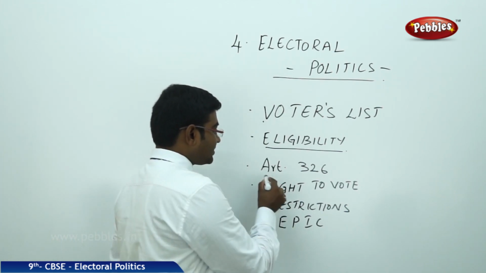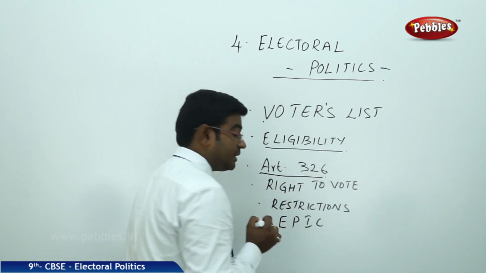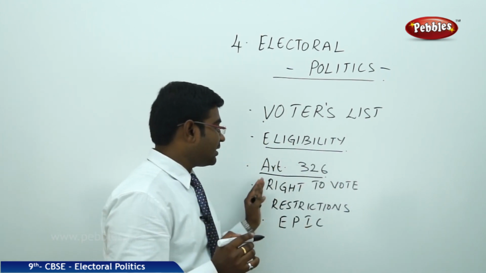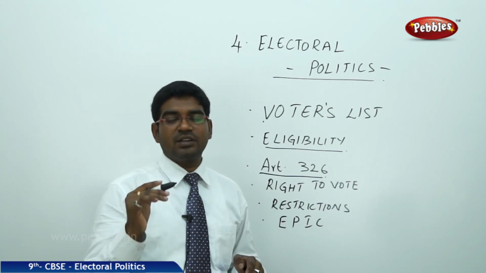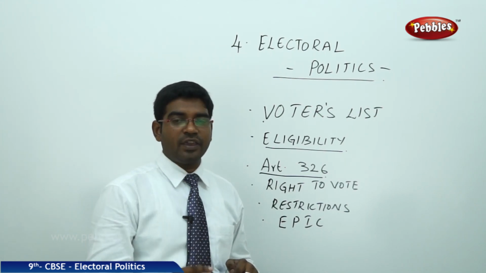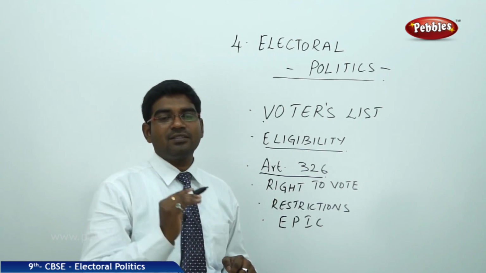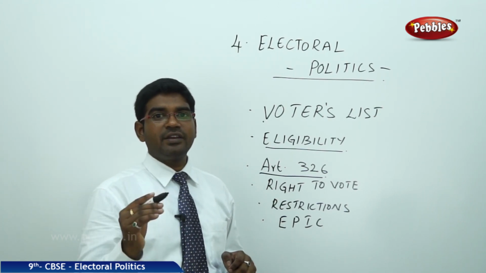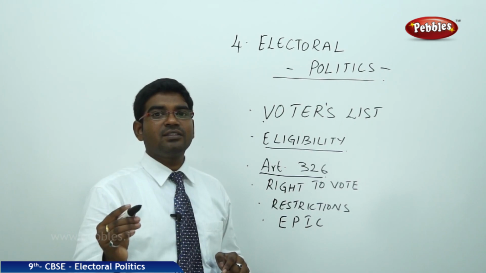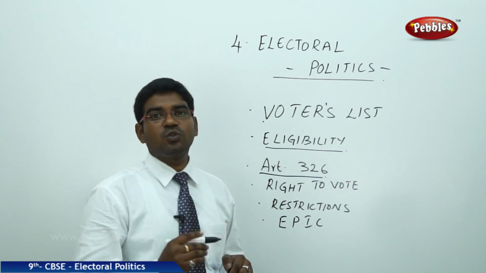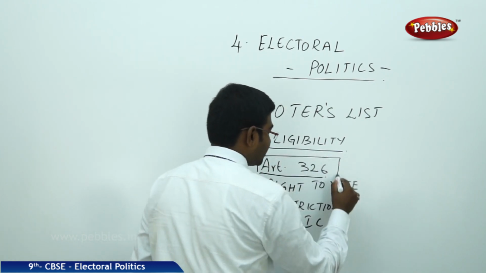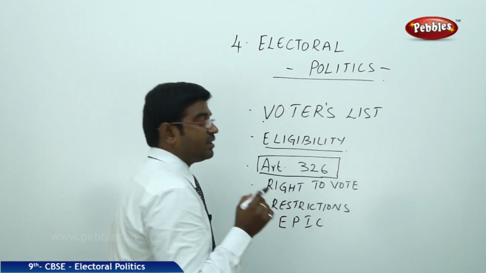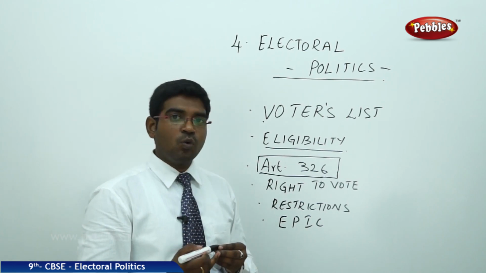Now moving on to understand the Indian Constitution. According to Article 326, any Indian citizen who attains 18 years of age, irrespective of caste, color, creed, race, or any other discrimination, will be eligible to the right to vote. So Article 326 provides that particular provision for Indian citizens to have the right to vote.